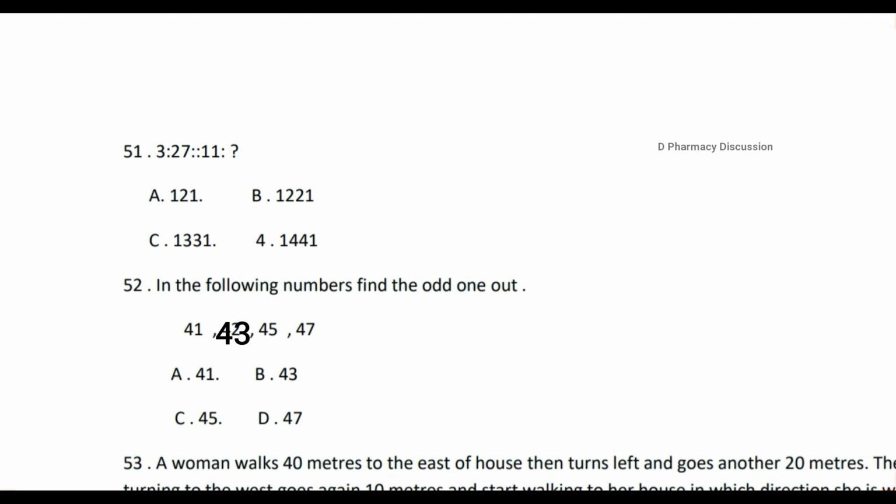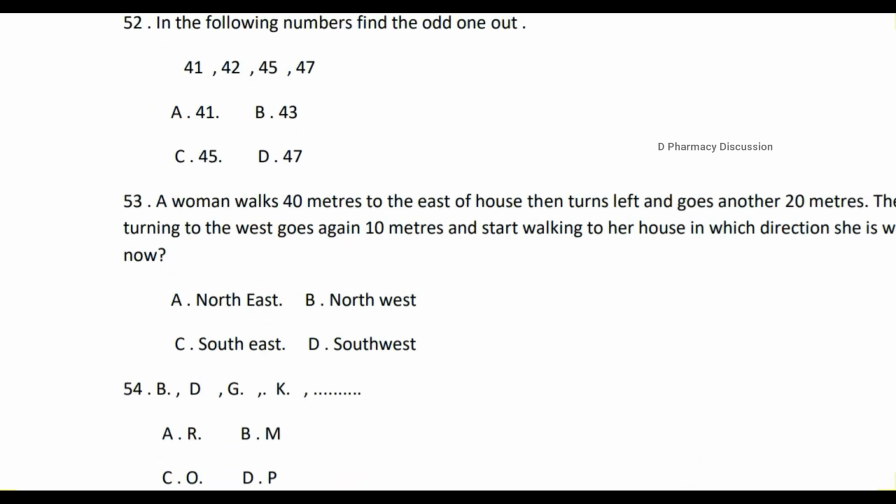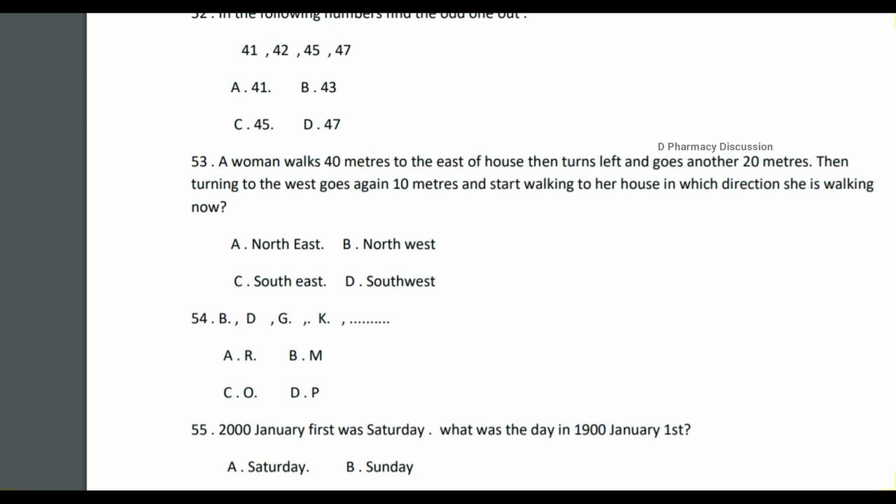Next question 52. In the following numbers, find the odd one out. Here the numbers are 41, 43, 45, and 47. Then the options are A 41, B 43, C 45, and option D 47. Correct answer is option C 45.